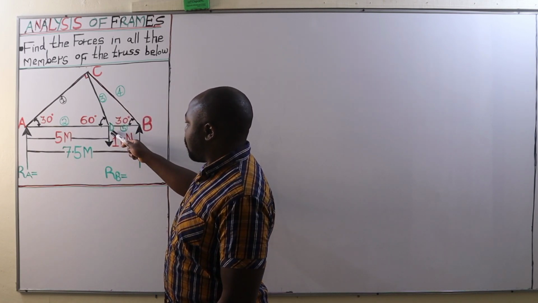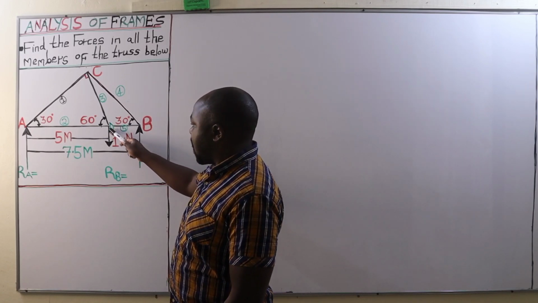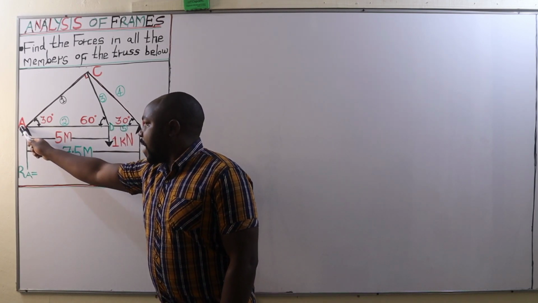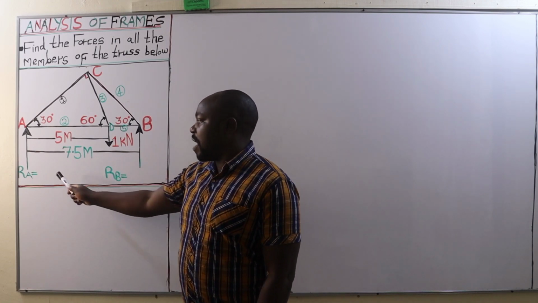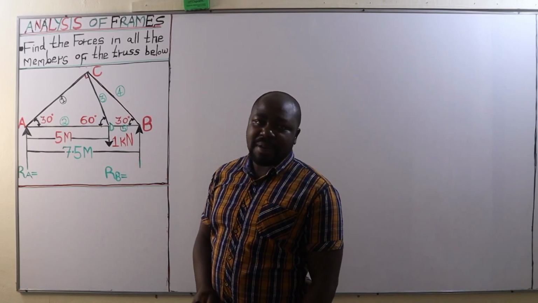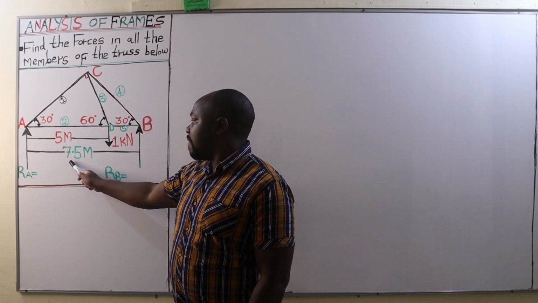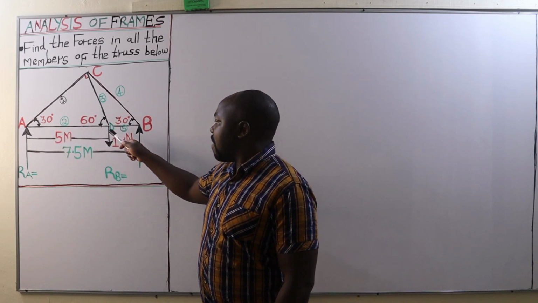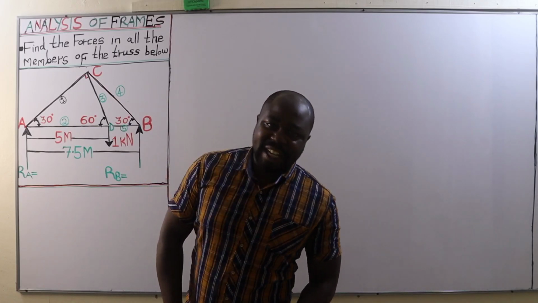The truss is loaded with an external load of 1 kilonewton at joint B. At A and B, the truss is supported. Therefore, we are going to calculate the reaction at A as well as the reaction at B. Supports A and B are 7.5 meters apart, and the distance from A to the point of loading is 5 meters.